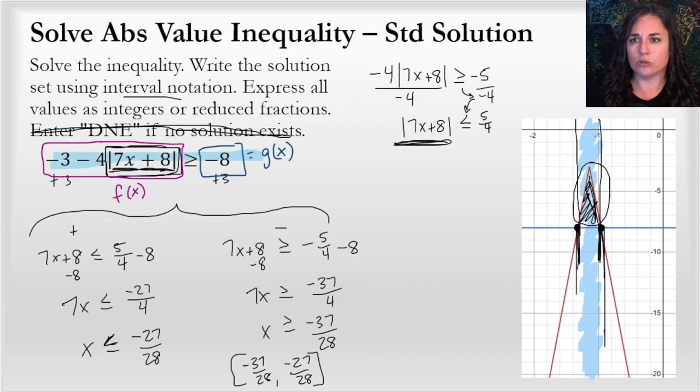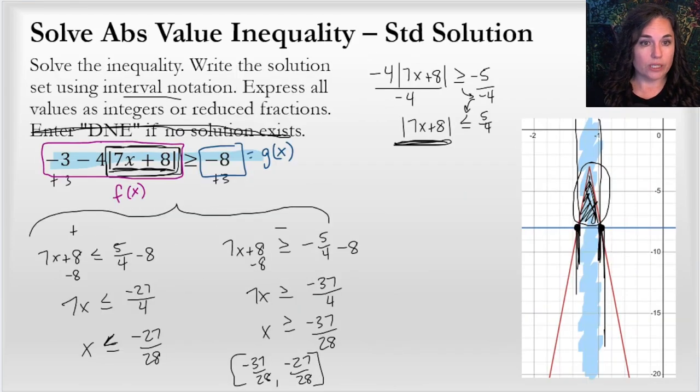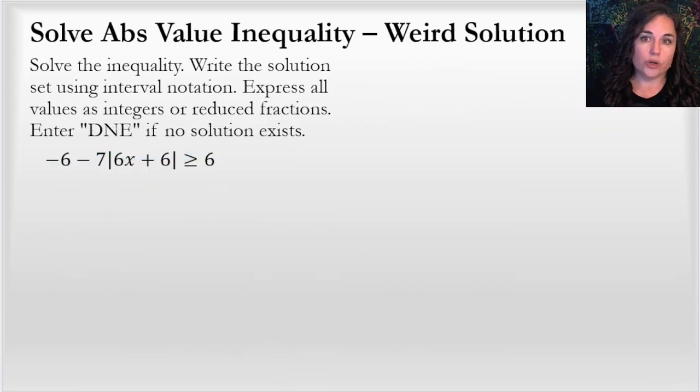That's a standard solution. So we did an example with a union on the first slide that I showed you. We did an example here with just a single interval, and I wanted to show you what a weird solution looks like. And you can see here that it looks very similar to our previous example, right? It looks like I can just solve like I normally did on the previous example. And let's go ahead and do that.